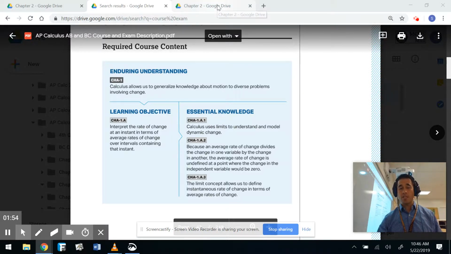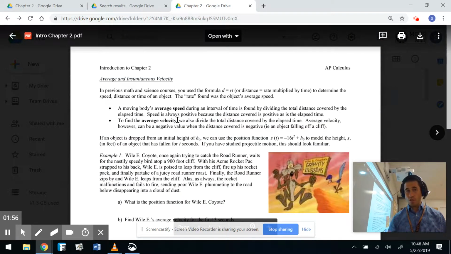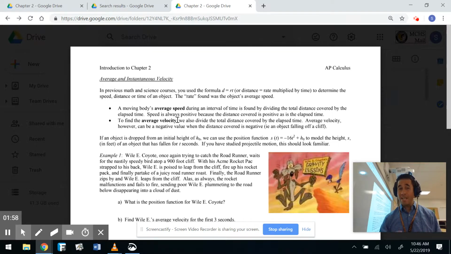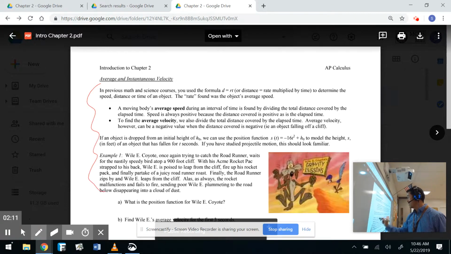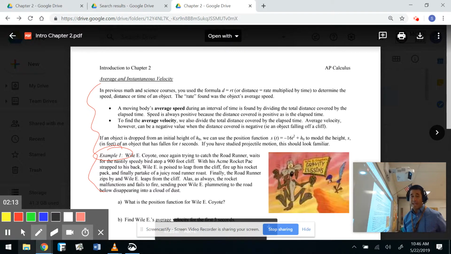Now, you should have got notes in class. Okay? Your first piece of notes looks like this right here. We start AP Calc with the average versus instantaneous velocity. Now, what I want you to do is hit pause here in a moment, and I want you to read, let me get that pen there. I want you to read those first couple of paragraphs and example 1.